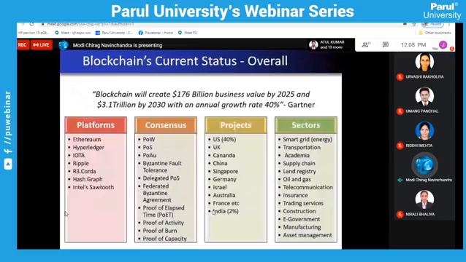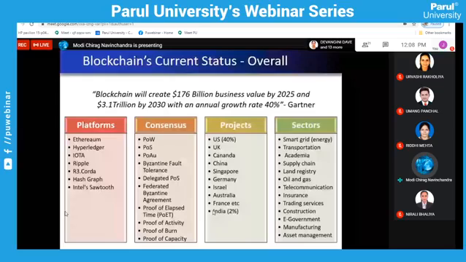So overall, as per the Gartner report, blockchain will create $176 billion of business value by 2025 and $3 trillion by 2030, with a growth rate of 40%. And you know that currently this is blockchain's hype, and till 2030 its growth will increase. It is the same as cloud computing. As you know, cloud computing was initiated in the middle of 2006.